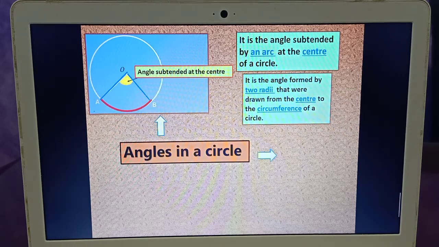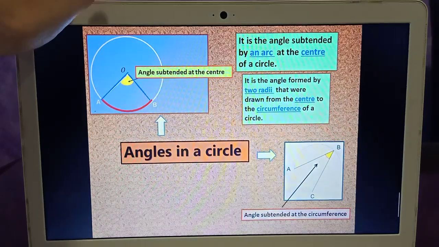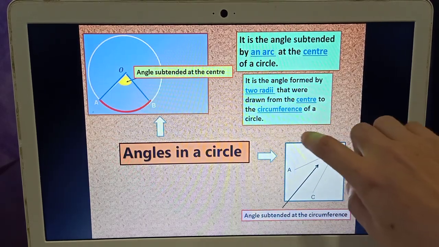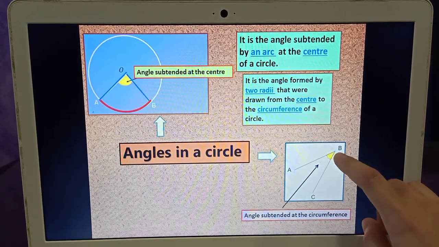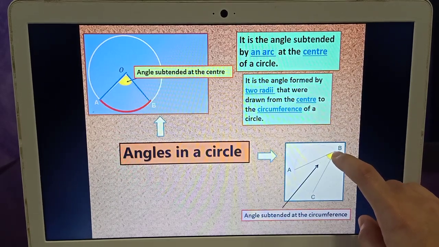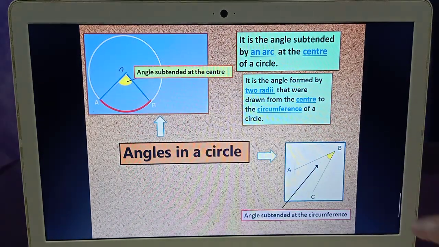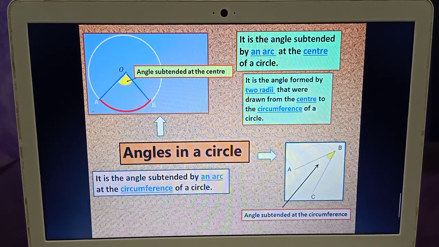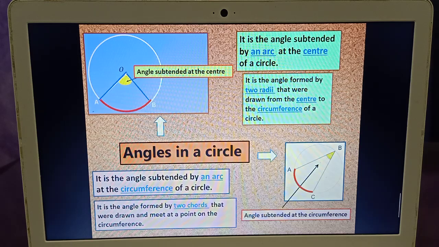The second angle will be the angle subtended at the circumference. This circle is actually quite unclear to you, but this is a circle, and this angle is subtended at the circumference because it is on the circumference. This one we call angle subtended at the center. So this one is angle subtended at the circumference. Look at the location. It is the angle subtended by an arc, major arc AC, at the circumference of a circle. And how do we draw this angle?